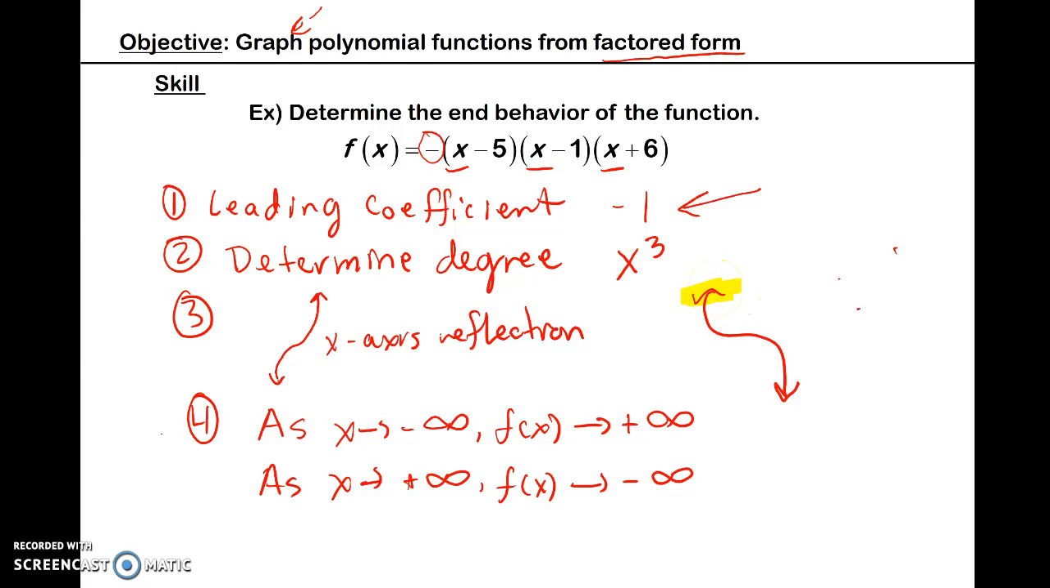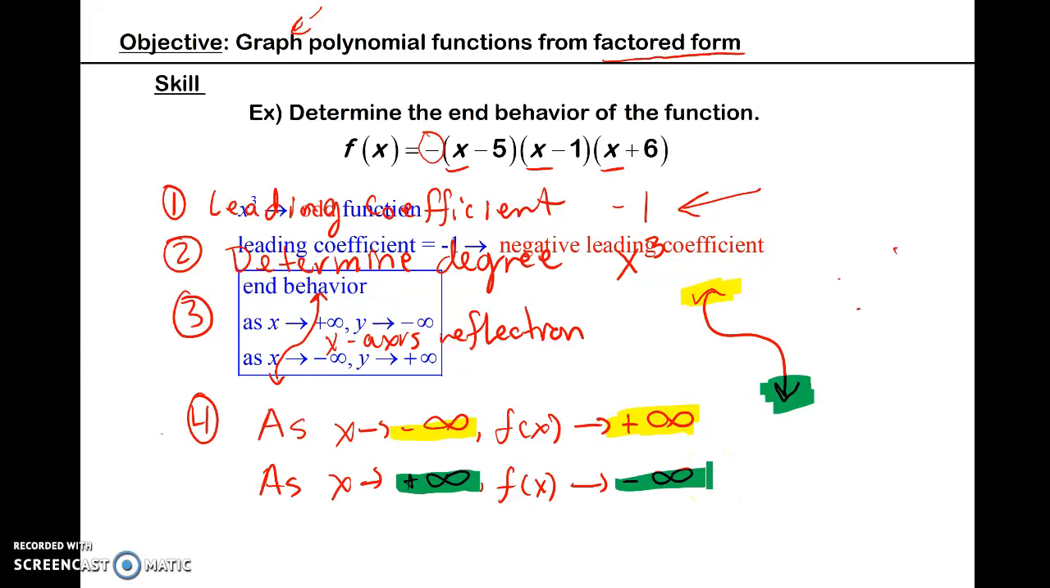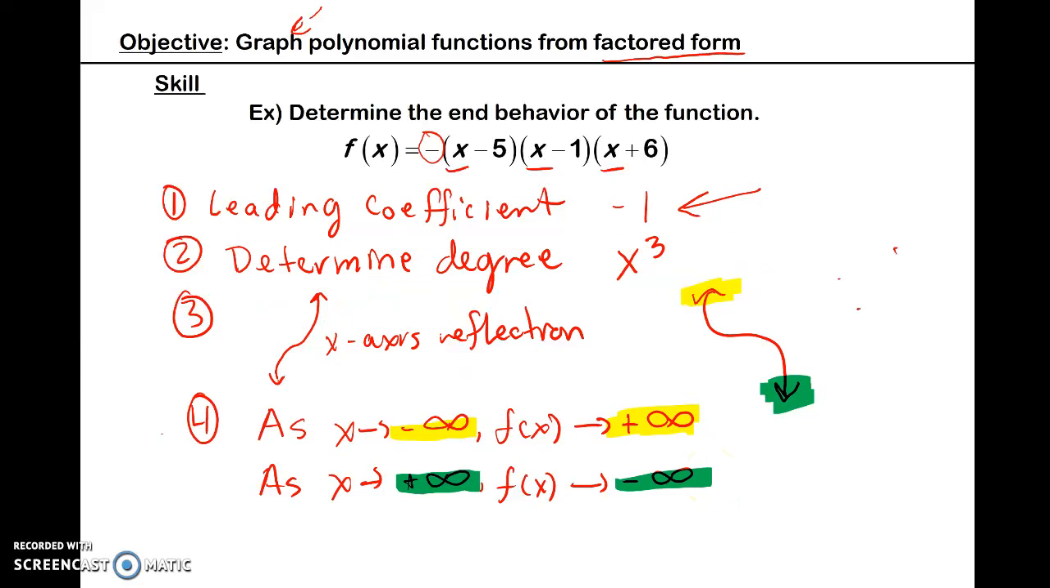And you can see these endpoints. Here is where x is going towards -infinity, right? And then it goes up. The graph goes up, your output. And for the other side, here, as our x is going towards +infinity, our graph ends up going down to -infinity.